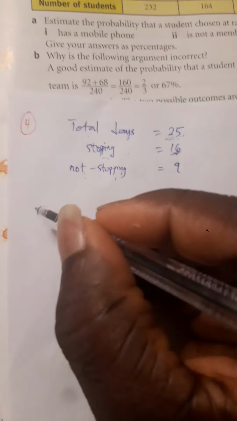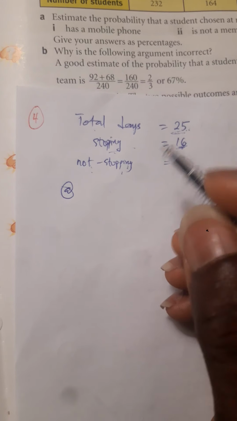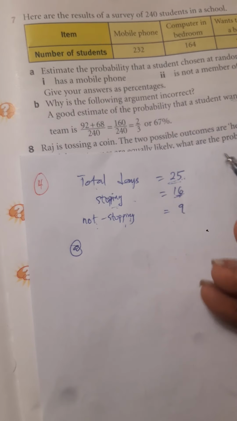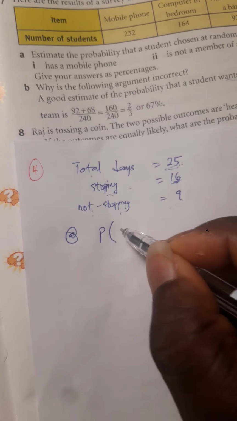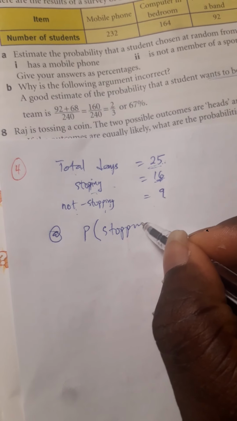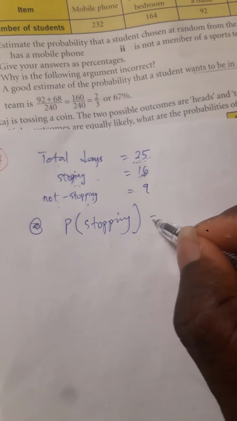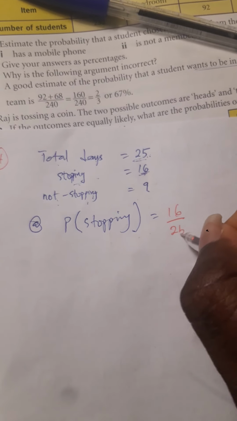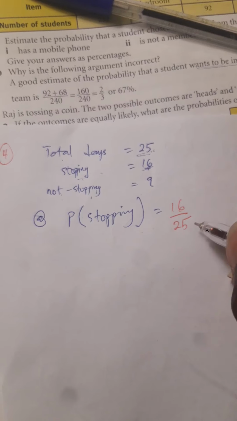Now the first question says, what is the probability? Find the experimental probability that she will stop at the light tomorrow. She will stop means what? Probability of stopping. Probability of stopping is what? 16 over 25. Now this is the simplest form.